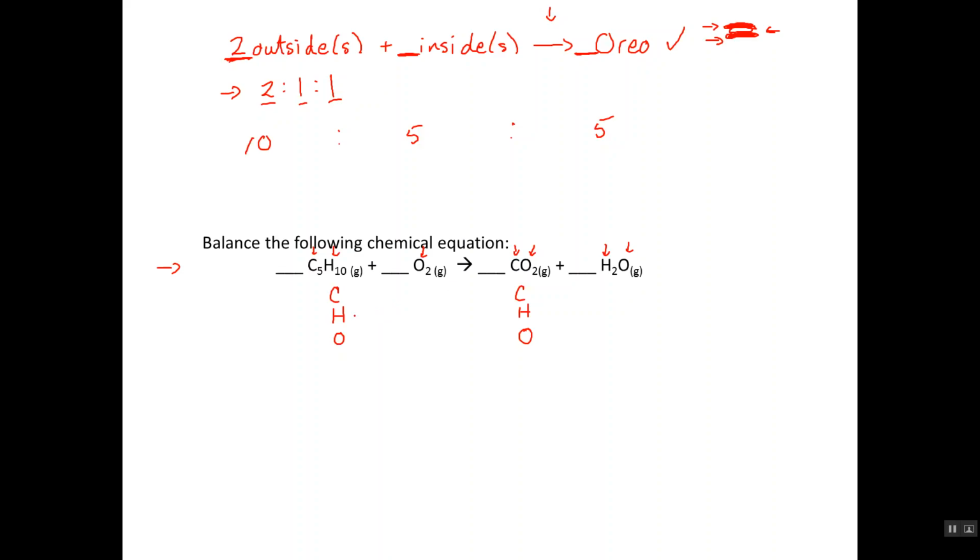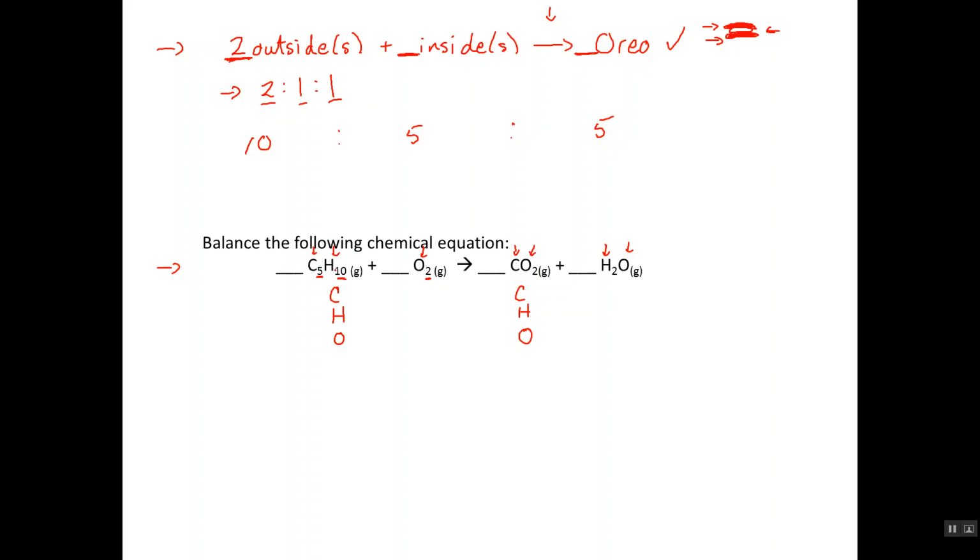The next thing I like to do is write down how much of each kind of atom I have to start off with. This is an unbalanced chemical equation. So it would be like our Oreo cookie equation up here before we put that 2 in front of the outsides. Now you'll notice we've got these small numbers down here. These are subscript numbers that tell us how many of each kind of atom there are in that molecule.